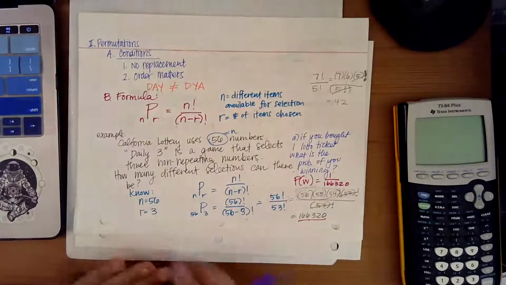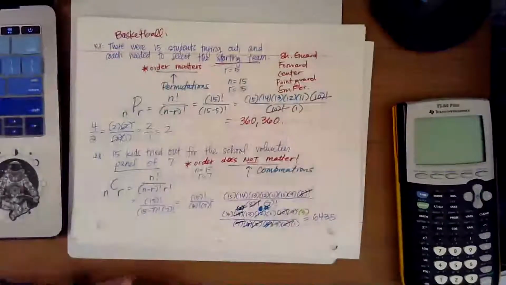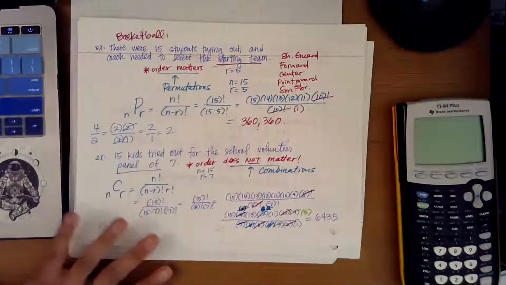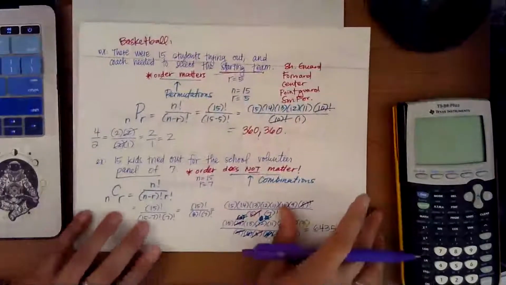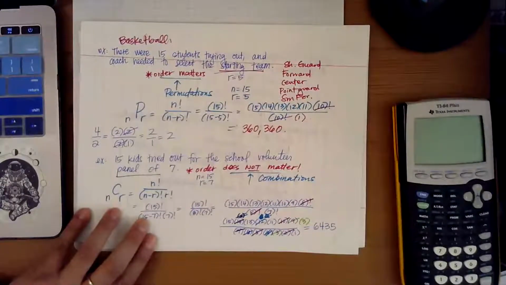So the odds are pretty low. Okay? Let's look at another one. And here, I'm going to be looking at the differences between scenarios where I need to determine, am I using permutations or am I using combinations, okay?